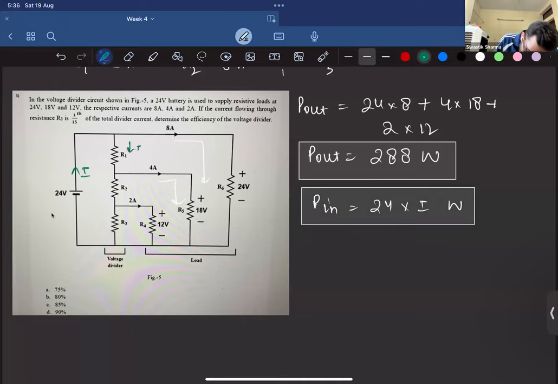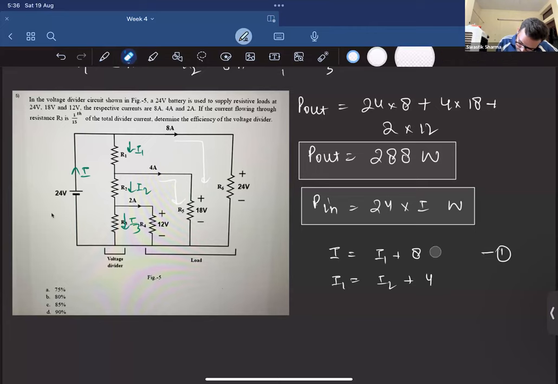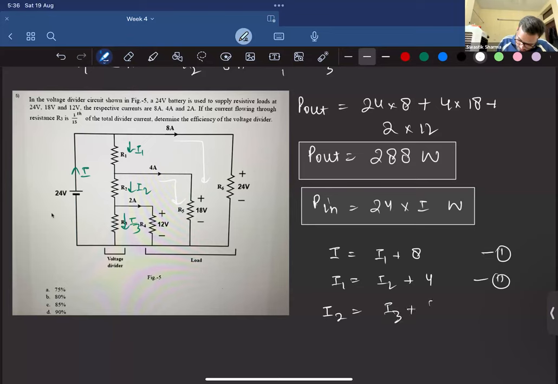So let's call this I1, this I2, and this I3, right? So how can we write I? Let's start with I. I is divided into I1 and 8 ampere. Then I1 is divided into I2 and 4 amperes. And similarly, I2 is divided into I3 and 2 ampere.